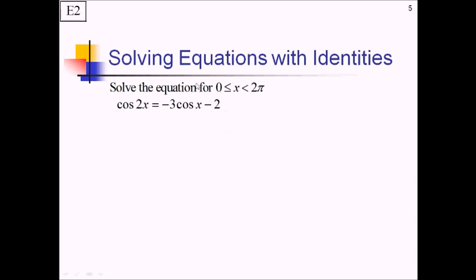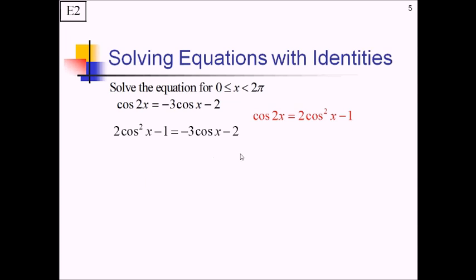Now we see here this problem also has cosine of x in it, so you probably want to pick the identity that just has cosine in it, not any of the ones with sine. So that would be the identity of 2 cosine squared of x minus 1. So we will substitute 2 cosine squared of x minus 1 on the left side here. And now let's go ahead and solve this one.